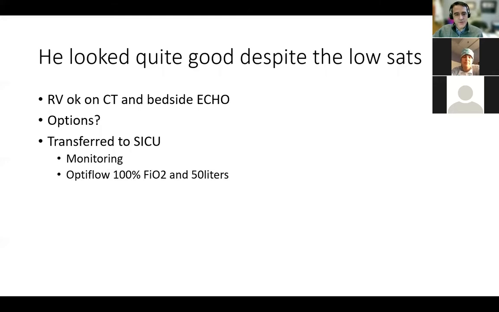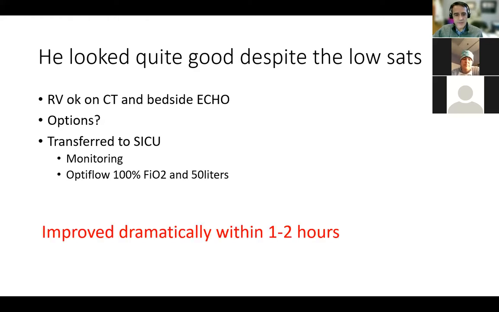I initially chose to take him into the intensive care unit for proper monitoring, and we transferred him from max face oxygen to an OptiFlow at 100% with 50 liters. A little bit of time really got us to where we needed to be. It was pretty dramatic how within an hour or two, we managed to completely reverse that low saturation.